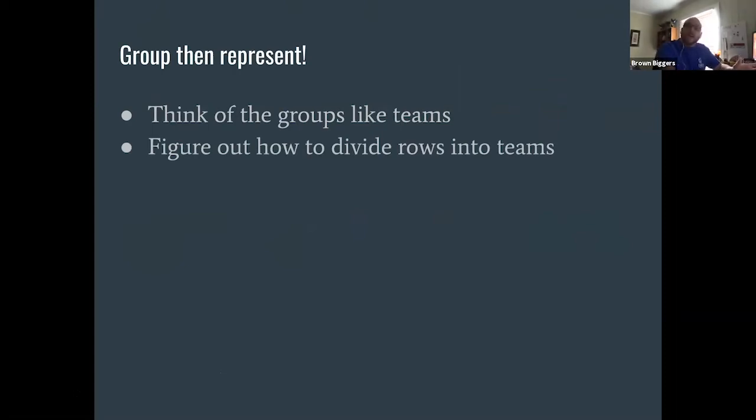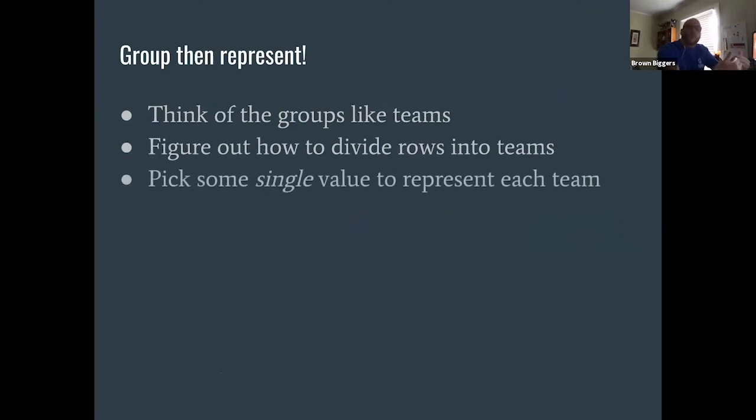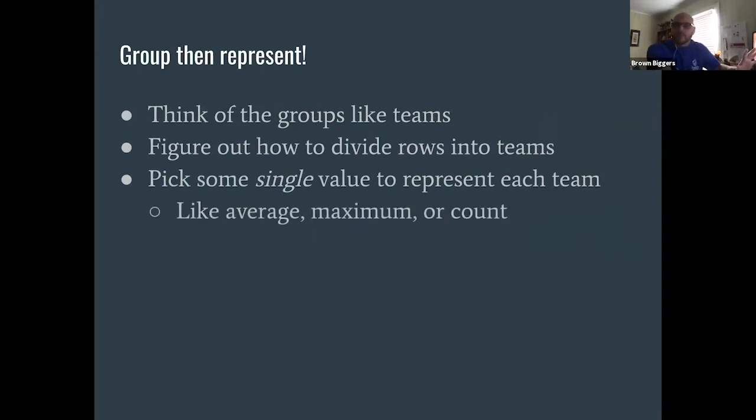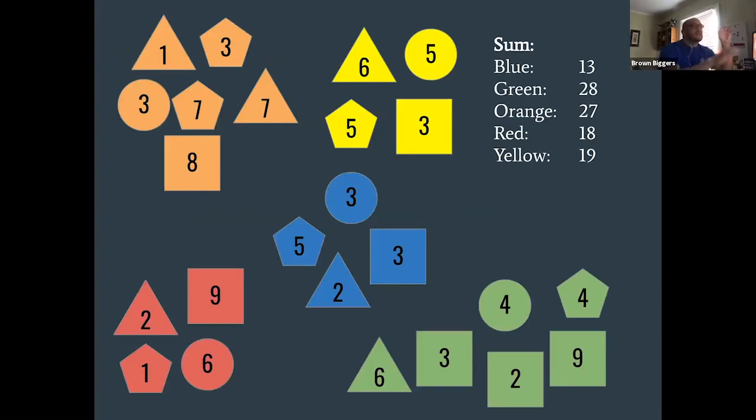Once we've divided these data points into teams, we pick out a value that we can use to represent those teams. So if we go back to the example with the colored shapes, I skipped one thing. A single value to represent it perhaps could be the average, or the maximum value, or the count of the values in it. Let's look at the colored shapes again.